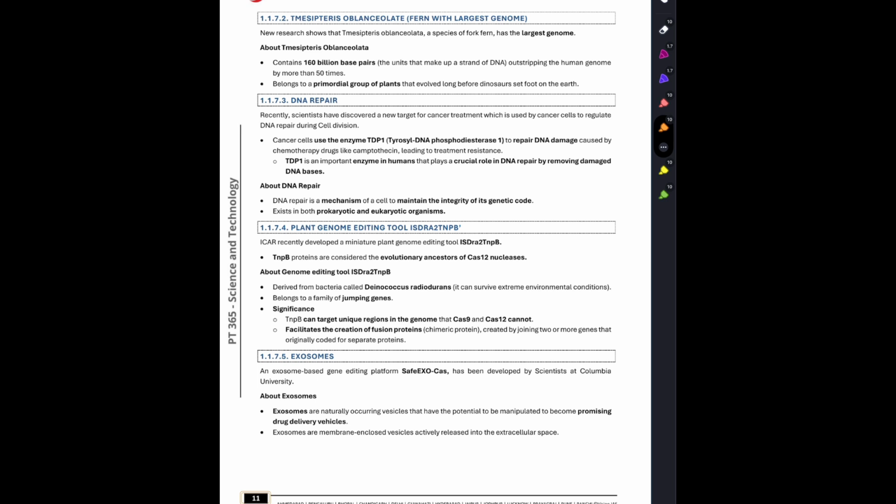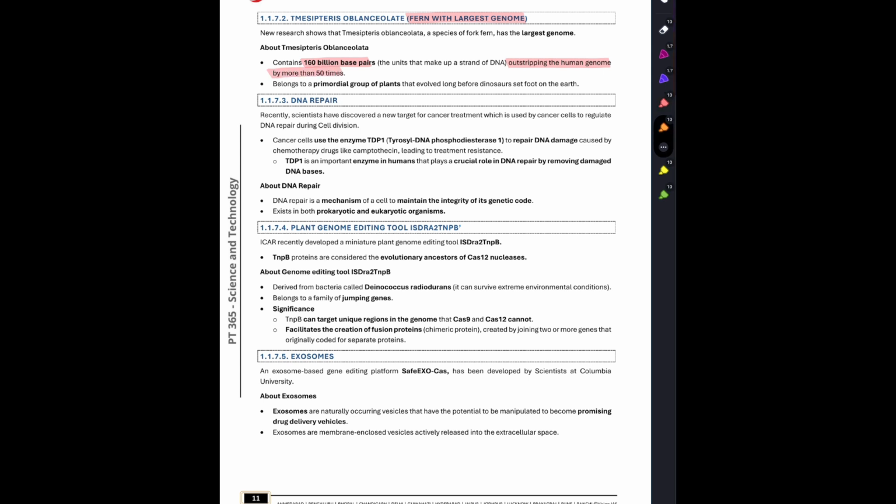Next is Cyrtomium, Cyrtomium oblanceolata, a fern with the largest genome. So, this has a very peculiar name. Anyway, new research shows that T. oblanceolata, a species of fork fern, has the largest genome. T. oblanceolata contains 160 billion base pairs, the units that make up a strand of DNA, outstripping the human genome by more than 50 times.